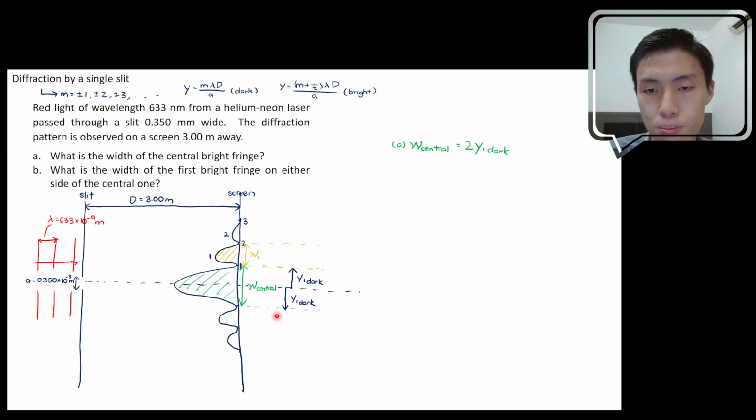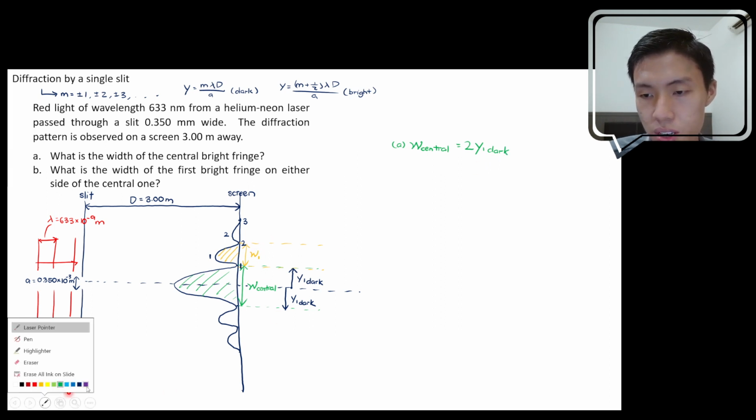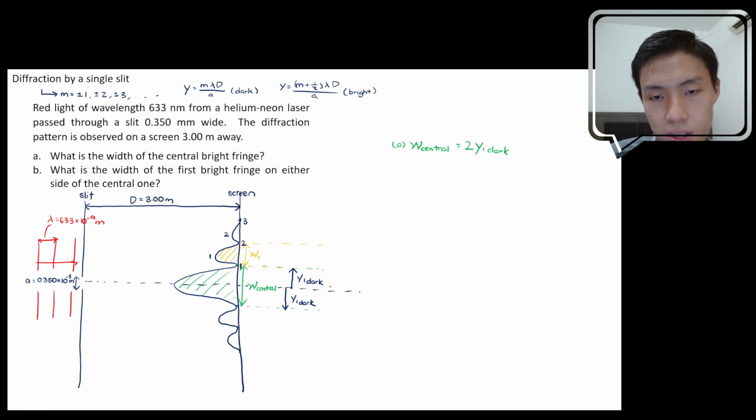Okay, for question B, they want W1. What you can do is find the distance from the central once again, but you find until you reach m equal to 2 dark. So this is Y2 dark. Then if you find the difference between Y2 dark and Y1 dark, essentially that will be the width of the first bright fringe. So for question B, you can find your W1 by taking Y2 dark minus Y1 dark.